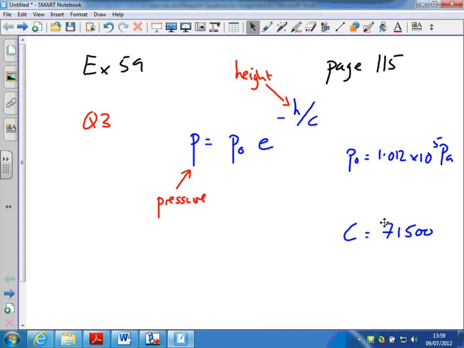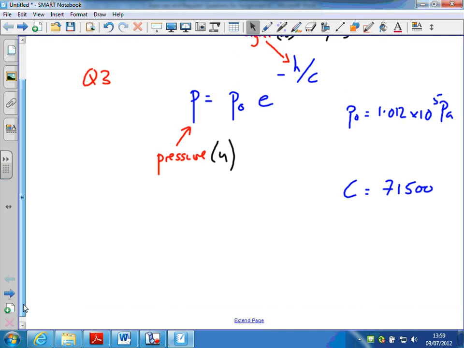So we need to decide on which variable we're going to call X and which Y. Well, again, we're interested in pressure as height varies. So height is going to be my X, and pressure is going to be my Y, which I put into Autograph. Sometimes this standard form way of writing a number is a bit of a problem for Autograph, so I would always write it in as a number.